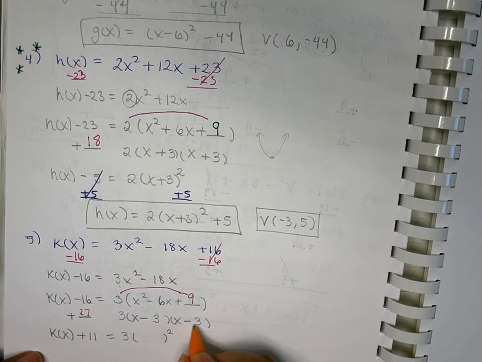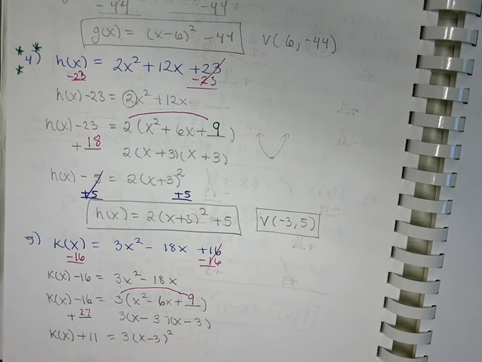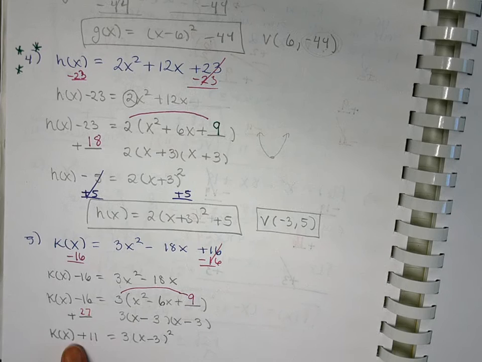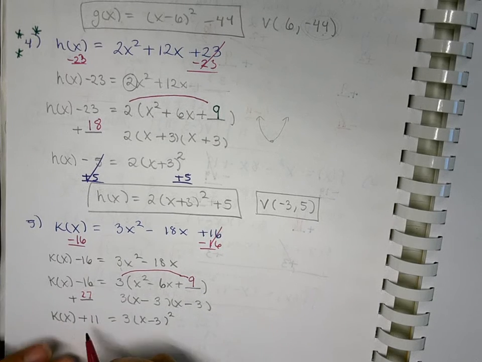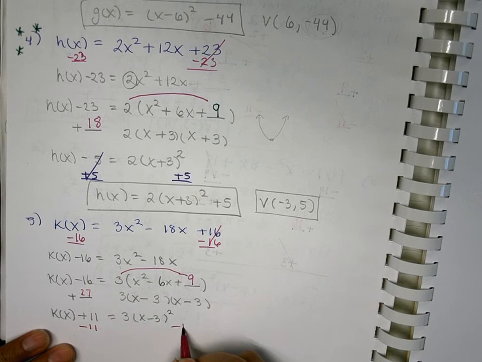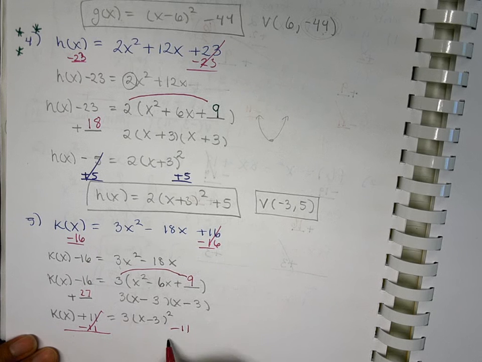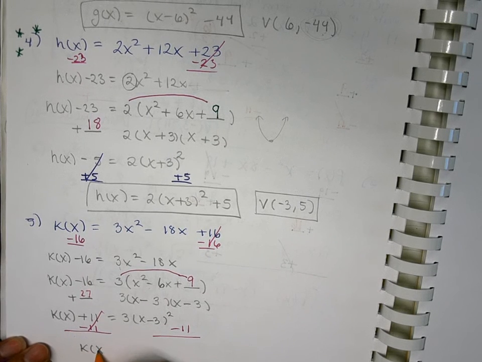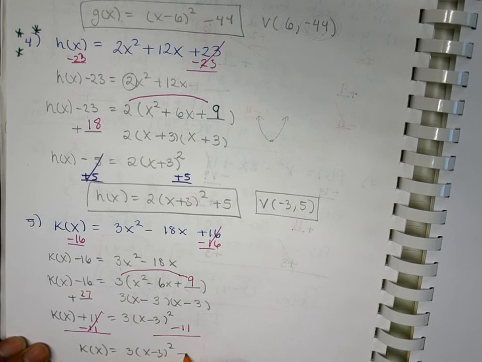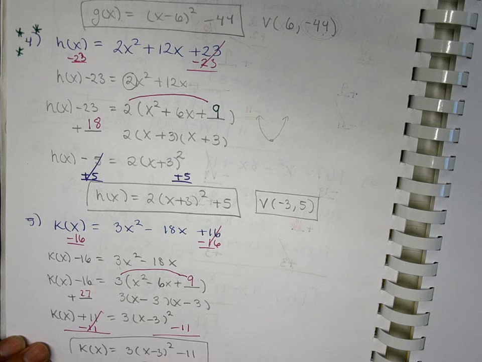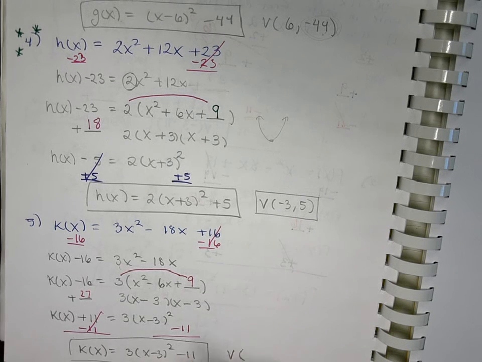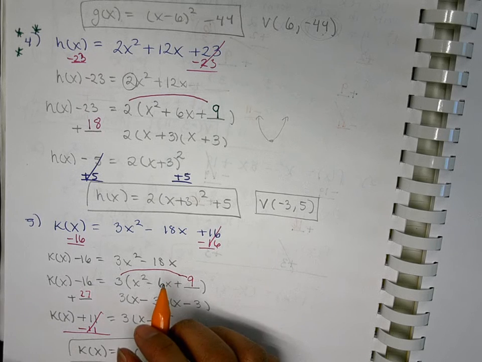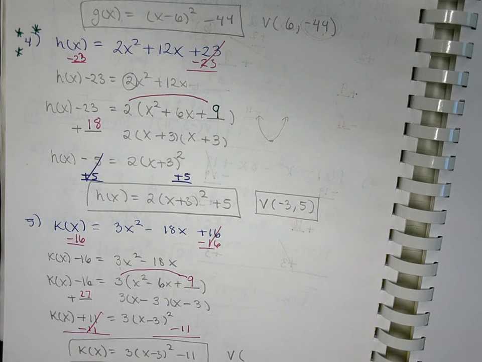Yes? Yep. All right. And the last step, class, what do we do with that plus 11? Put it in the front. Subtract it to the end over here. Gone. And that gives me the final answer, but we have 2 of them. K of x equals, don't forget your 3, and then x minus 3 squared minus 11. Box it in, and I'm going to call on, who do I want to call on? Hannah. What's the vertex?